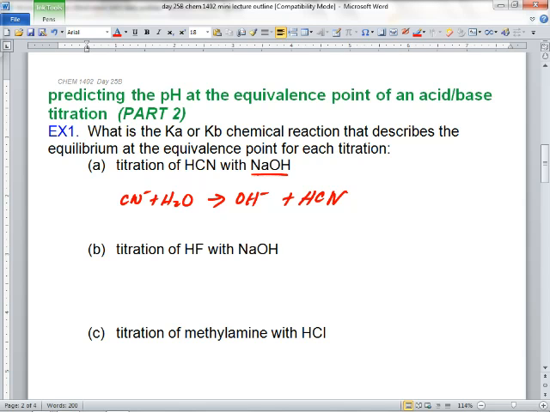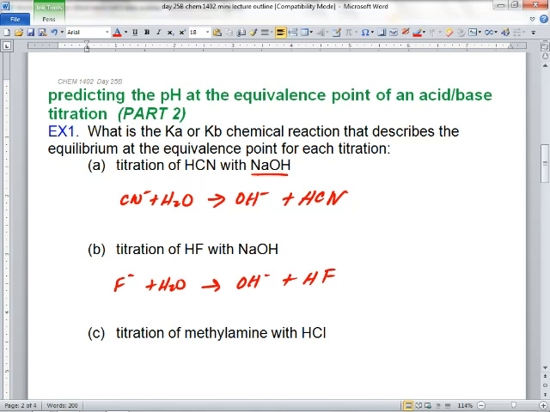How about the titration of hydrofluoric acid with NaOH? Did you write a Ka or a Kb reaction? Kb reaction, good. What is it? She just forgot one thing: the minus on the fluoride. Okay. For part C, did you write a Ka or a Kb reaction? She wrote a Ka reaction. Does everybody agree? Yeah, the Ka reaction.